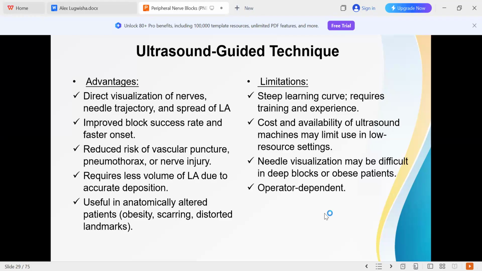Now, the limitations. You remember that it has a steep learning curve, so it requires training and experience, especially in identifying your neurovascular bundles. This may be expensive in some settings. Needle visualization may be difficult, especially when you're doing deeper blocks or in patients with obesity. And more importantly, the ultrasound guidance technique is operator dependent.